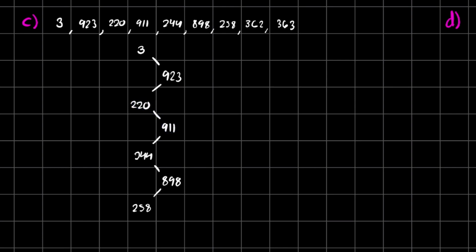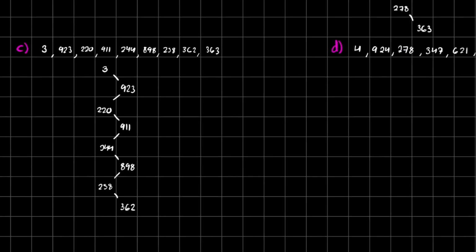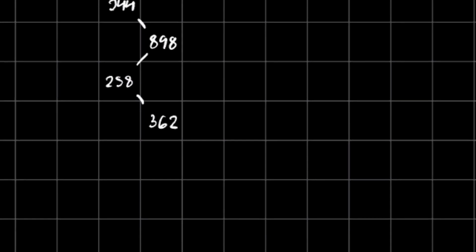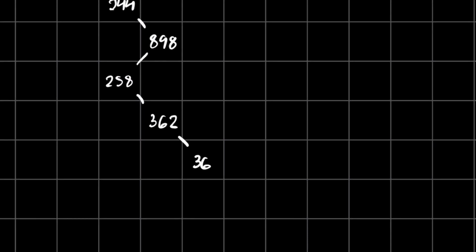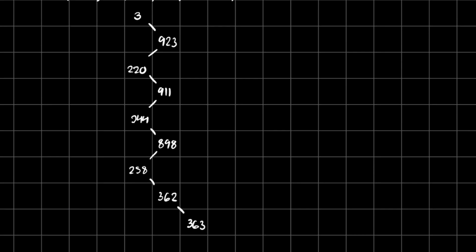362 is lower than 911, so to the left. 244, 362 is lower than, no, it's greater than 244, so to the right. 898. And 362 is lower than 898, so to the left. And 362 is bigger than 258, so to the right. 362, right? And this is going to travel the same thing as well for 363. So 363 is going to be as such, right? We take a look again. We once more can check it out.